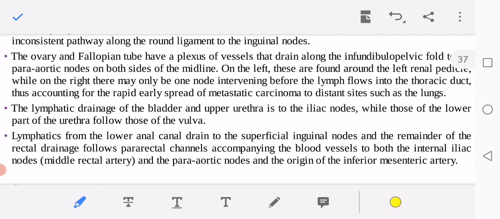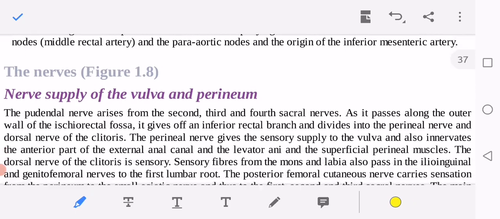The lymphatic drainage of the bladder and upper urethra is to the iliac nodes, while those of the lower part of the urethra follow those of the vulva. The lymphatics from the lower anal canal go to the superficial inguinal nodes, and the remainder of the rectal drainage follows the pararectal channel, accompanying the blood vessels to both the internal iliac nodes and the para-aortic nodes at the origin of the inferior mesenteric artery.